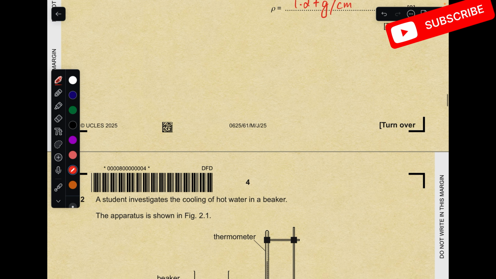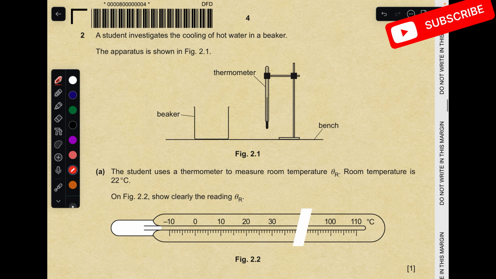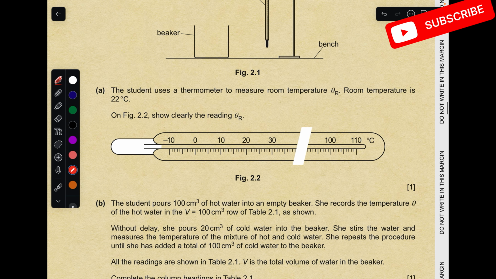In question 2, this is from the thermal part. Okay. First one was from the general physics. This is from the thermal physics. A student investigates the cooling of hot water in a beaker. The apparatus is shown. The student uses a thermometer to measure room temperature. Room temperature is 22. Show clearly the reading on theta r. Okay, theta r, room temperature reading.